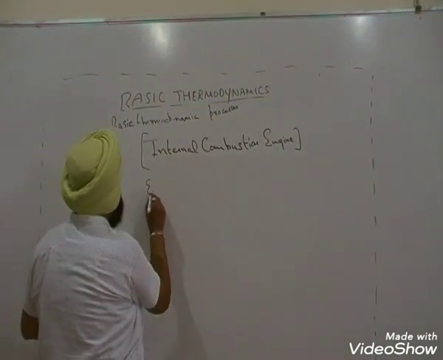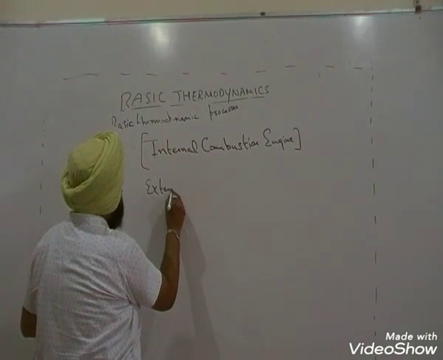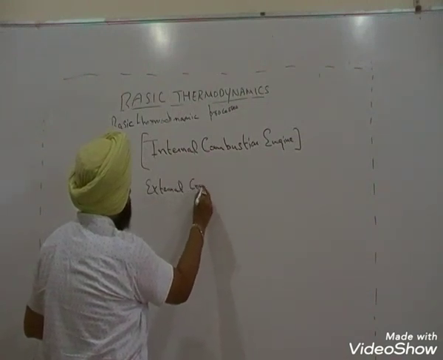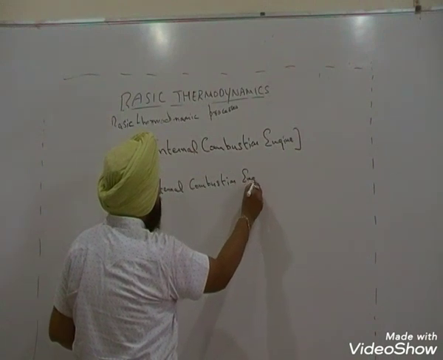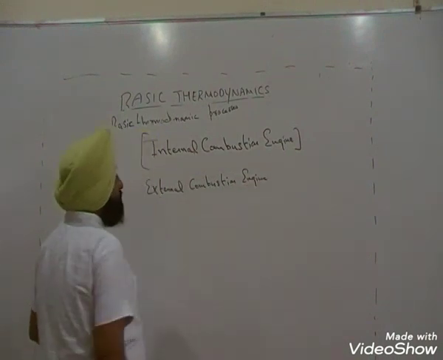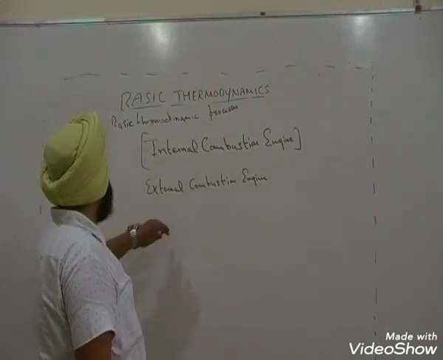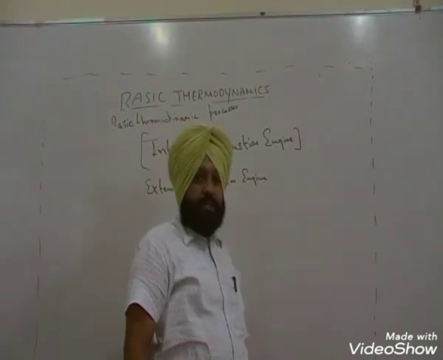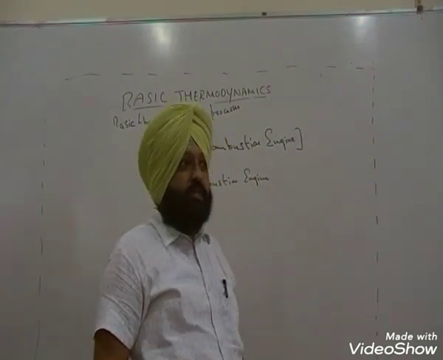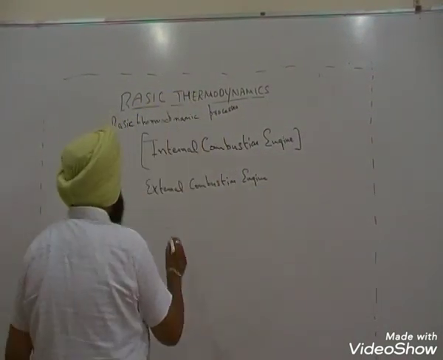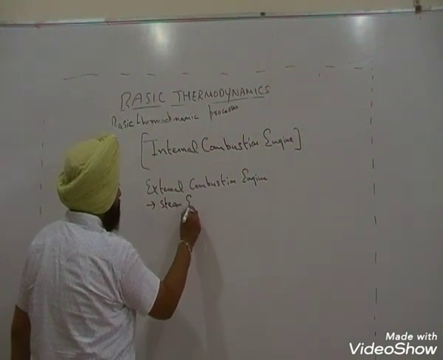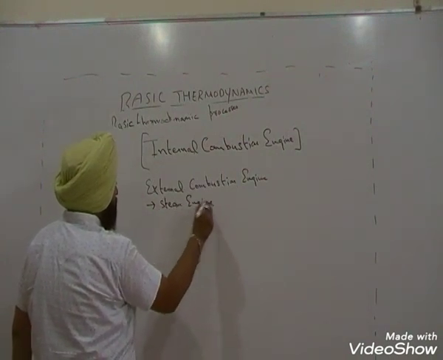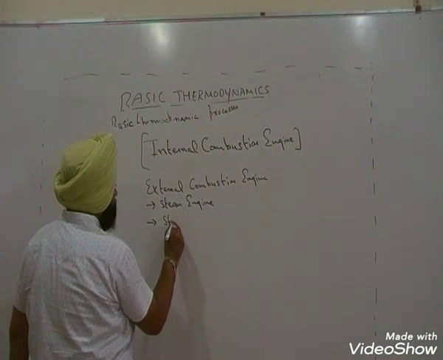External combustion engines. External combustion engines are those in which an external source is applied to burn the fuel and mixture in the engine. External combustion engines, for example you can take the steam engine, you are quite familiar with this, and the Stirling engine.